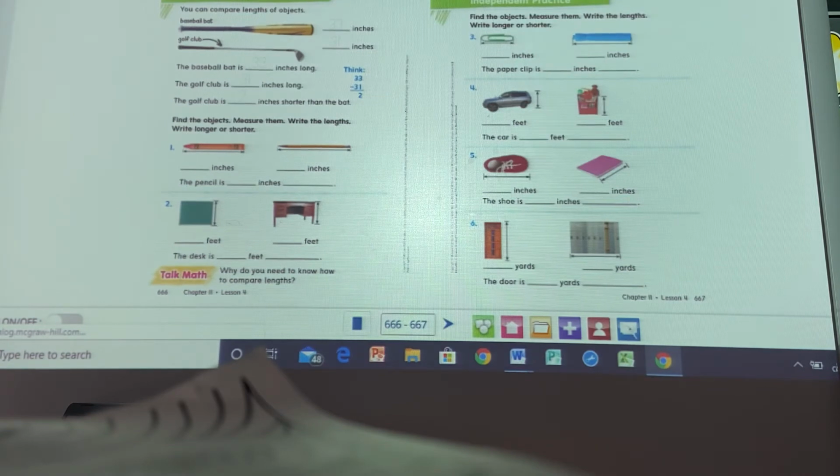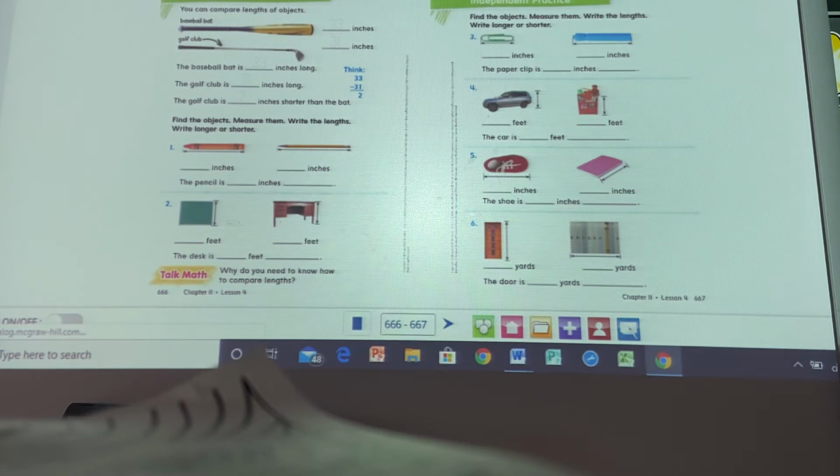Okay? So if we compare the length of the object, now we're pulling in two skills. We have to measure two things. So let's say we measure a baseball bat. And let's say we measure a golf club. If the baseball bat's 33 inches long and the golf club is only 31 inches long, how much longer, or how much shorter I should say, is the golf club than the bat? And the way you find that is you have to find the difference. And when we find the difference, we subtract.